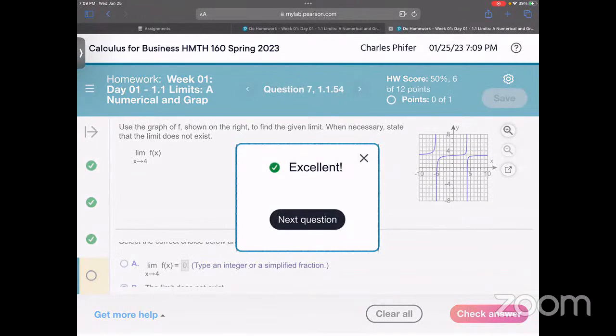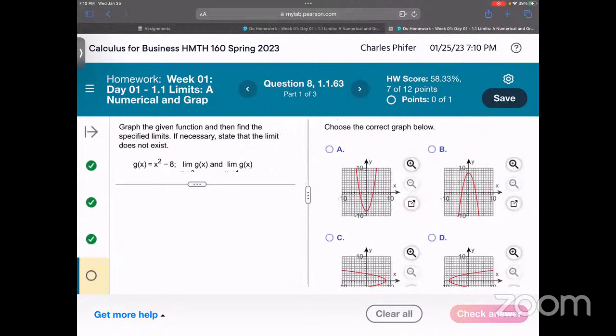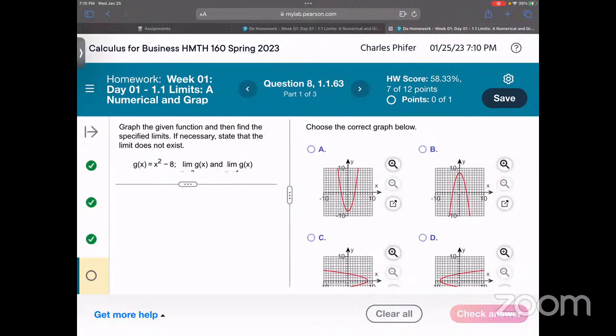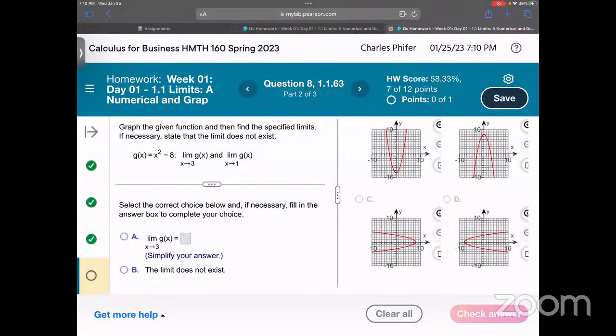Let's try another one. Let's do one more and we'll call it a day. I see the time. Let's see, graph the given function and find the specified limits. If necessary, state that it does not exist, okay? So this graph is x squared minus 8. That's going to be a U-shaped curve that's been shifted down 8 units, right? The only one that's a U-shaped curve shifted down is A, so I'm going to go with A.